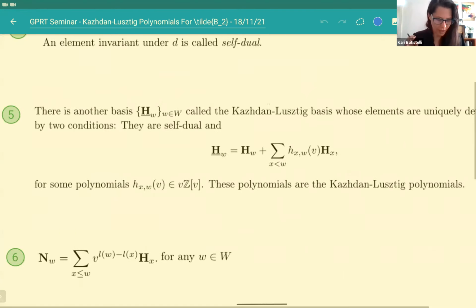And the last formula I want you to pay attention to is this one, because we're going to use it a lot. We're going to grab an element of the Weyl group, and we're going to sum over all of the elements in the standard basis that are lower or equal than W, and multiply them by just some monomial. But it's important to notice that everybody who's lower or equal than W is going to show up in this sum.